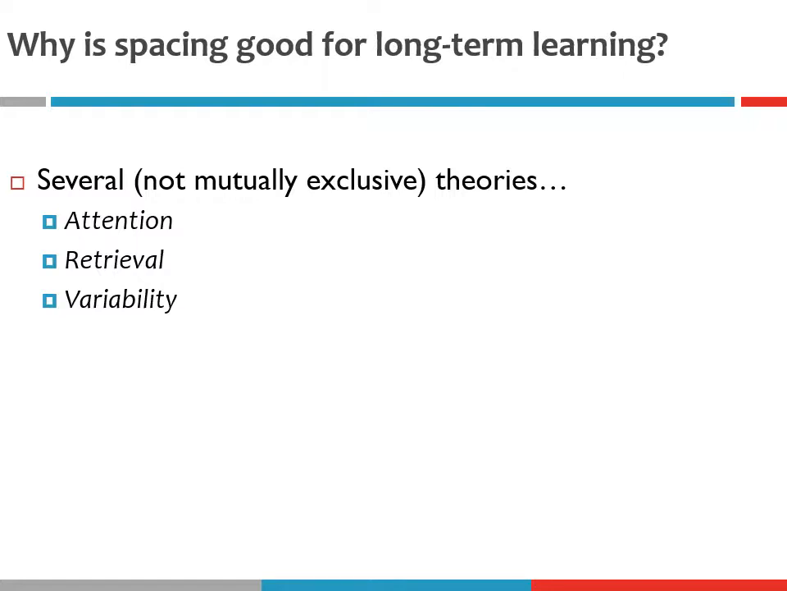Okay, my final theory that I'm going to talk about for why spacing is such an effective strategy for promoting long-term learning has to do with variability. So one of the most important properties of long-term memory is the importance of what are called retrieval routes. So I mentioned that long-term memory has a permanent duration and an unlimited capacity, right? And that means that once something resides in long-term memory, it's permanent, right? It's kind of stuck there forever.